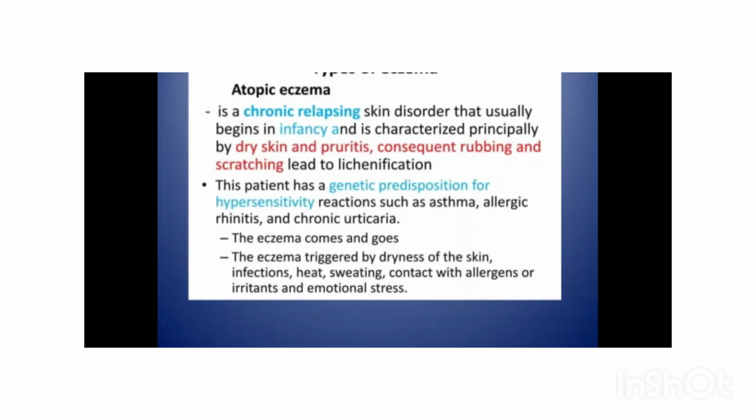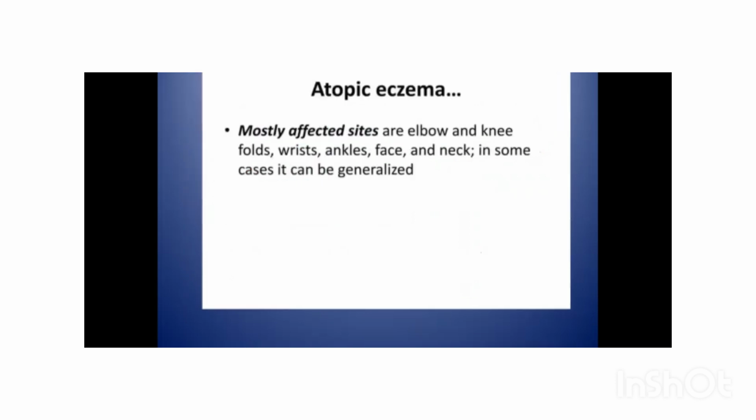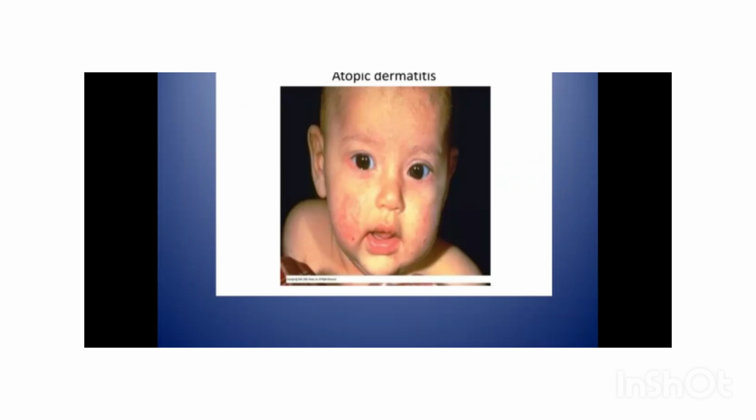Some of the triggering factors are dryness, infection, sweating, and irritants. The most affected sites of atopic dermatitis are the elbows, knee folds, wrists, ankles, face and neck, and sometimes it can be seen generalized all over the body. This is the picture for atopic dermatitis.